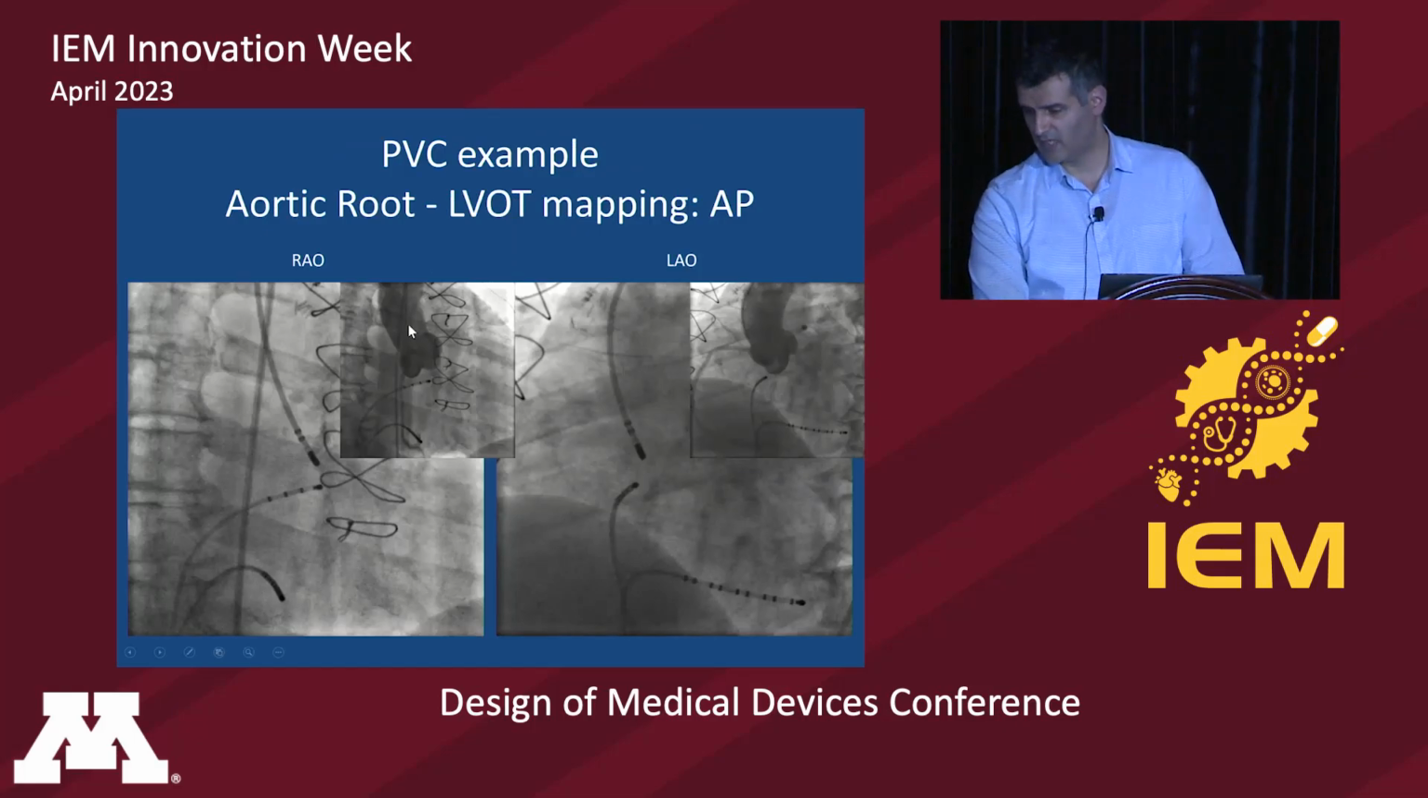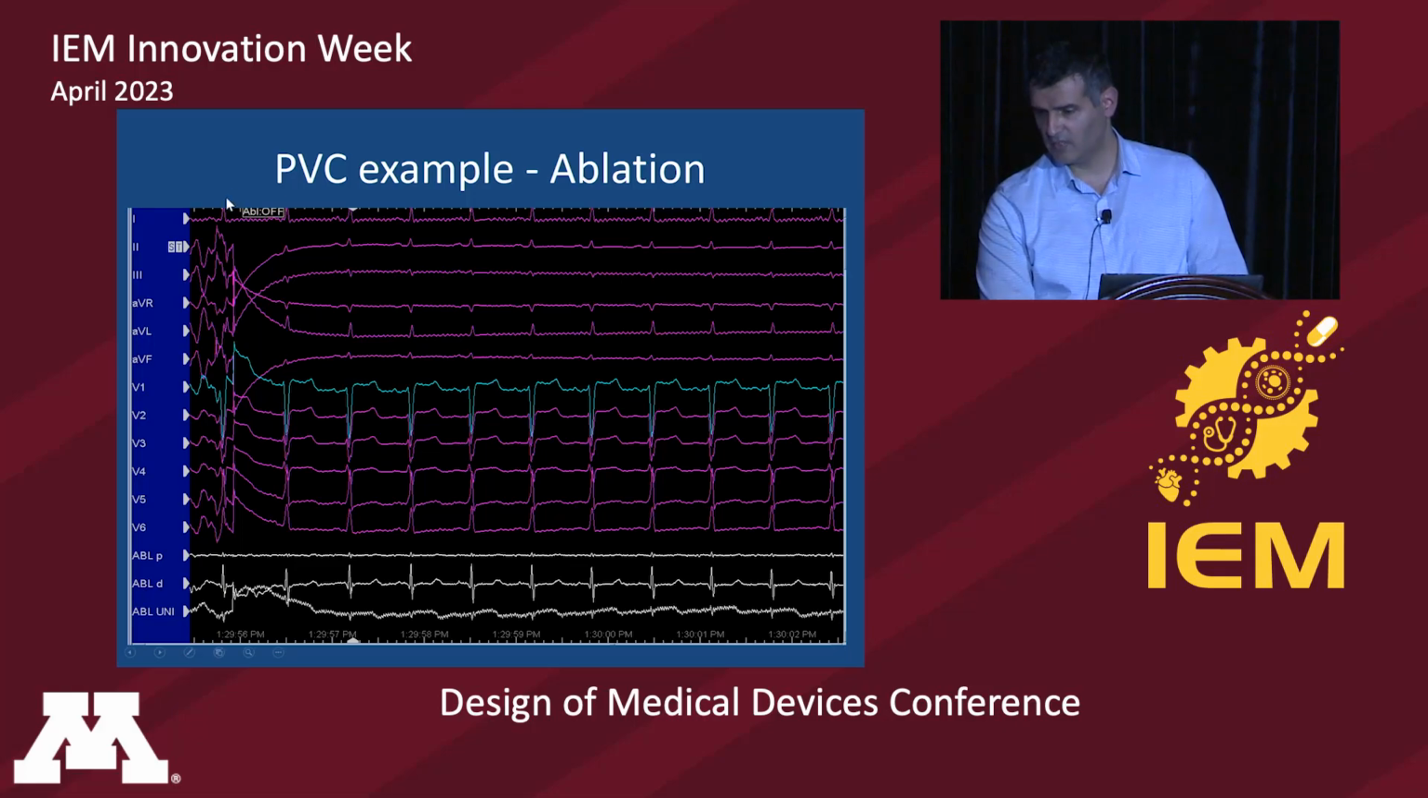So again, aortic valve, we shoot an aortogram to make sure that we're away from the vessels because you don't want to take the PVC away and give the guy a heart attack. It's not a good exchange. And then we deliver energy, ablation off, and no PVCs whatsoever after that.